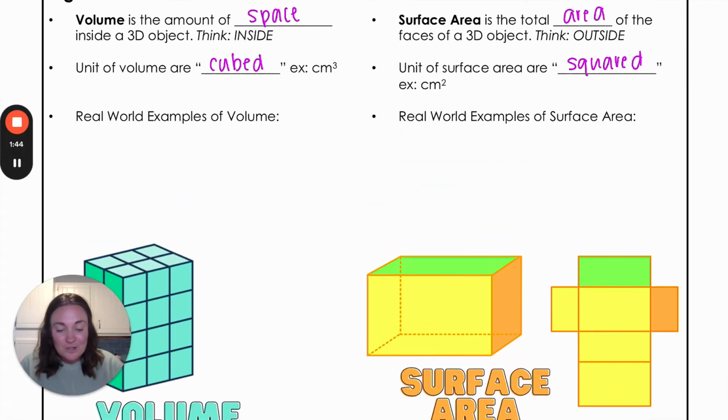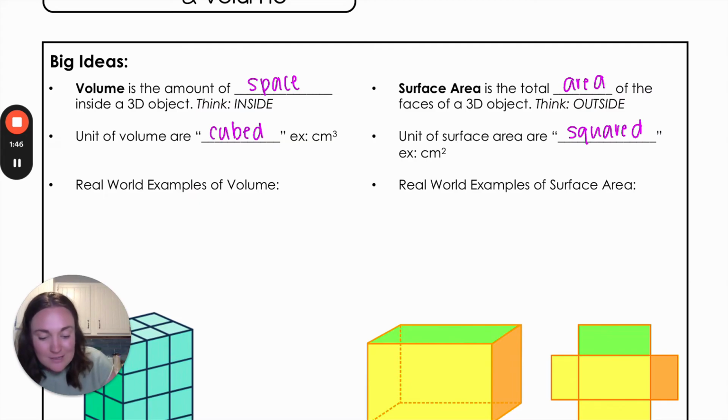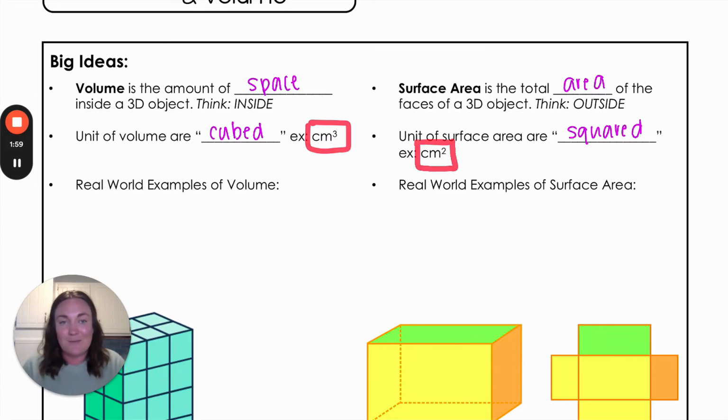And so how we show that using those actual labels is we use a little 3 for our exponent for cubed, and we use a little 2 for our exponent for surface area. And so we would read this as centimeters cubed, and we would read this one as centimeters squared. So you've got inside and outside, cubed and squared. Let's talk about some real life examples of both.